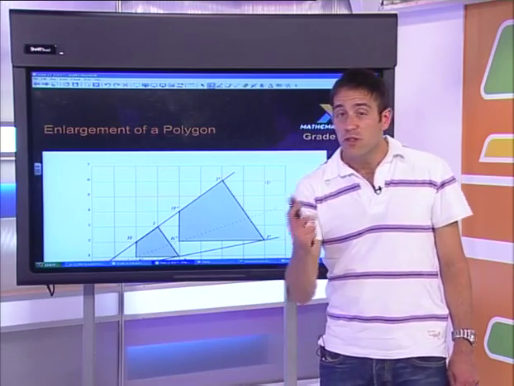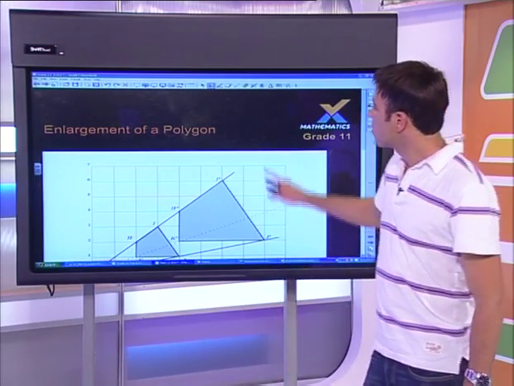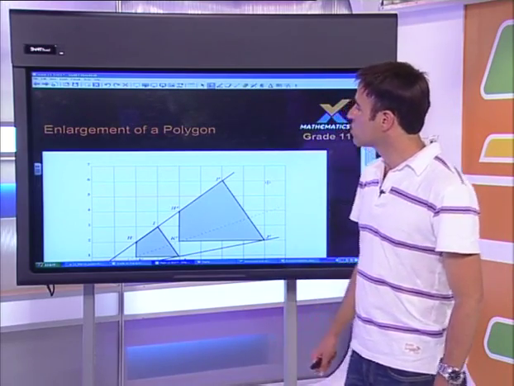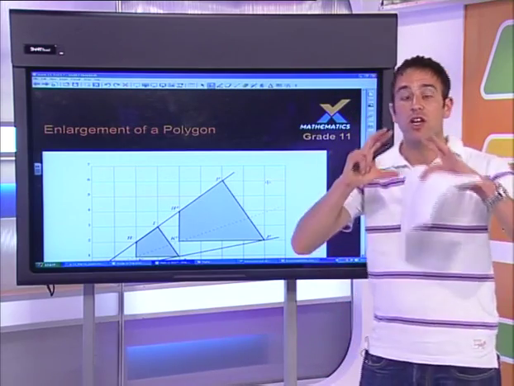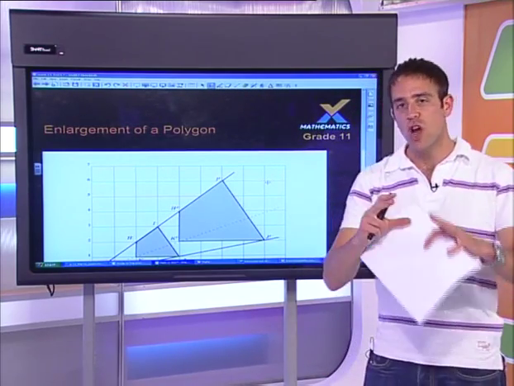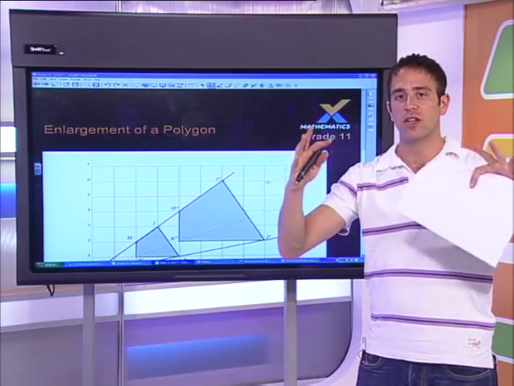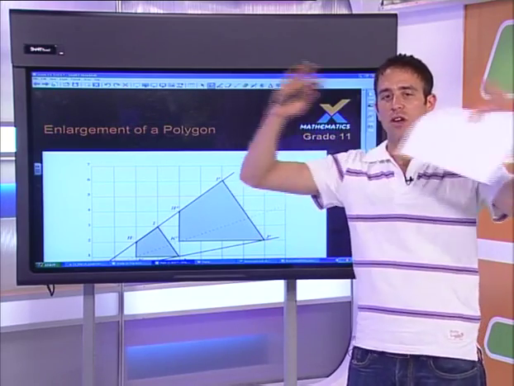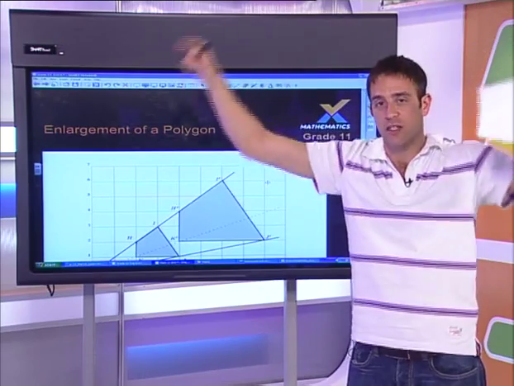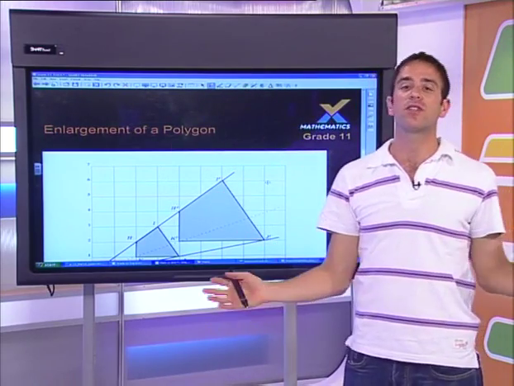Alright, so we've spoken about rotations. The next thing that I want to cover with you is enlargements of a polygon. And remember, a polygon is any closed object, ranging from a triangle to squares and rectangles to pentagons to multi-vertexed figures. So it could have 8 sides, 10 sides, 15 sides.